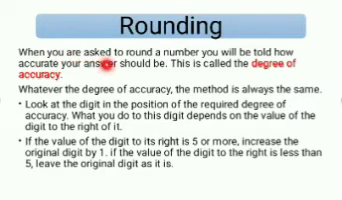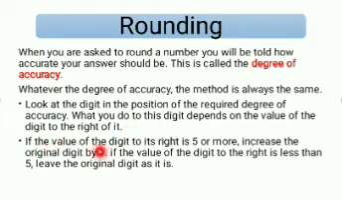When you are asked a number, you'll be told how accurate your answer should be. This is called the degree of accuracy. Whatever the degree of accuracy, the method is always the same. So look at the digit in the position of the required degree of accuracy. What you do to this digit depends on the value of the digit to the right of it.